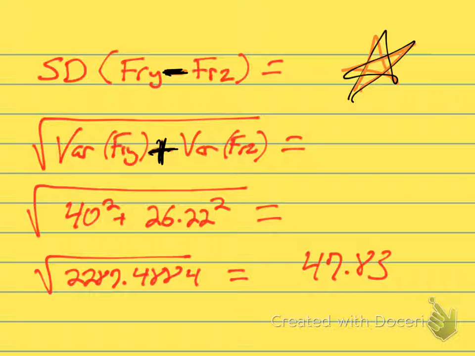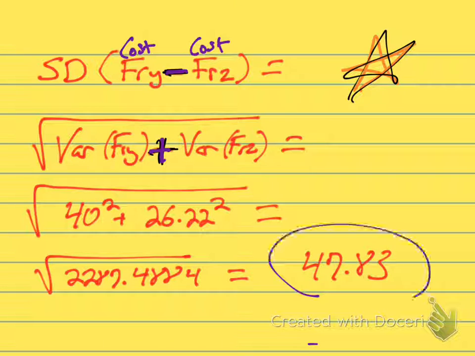Now, the standard deviation of their difference, this is a question that wants us to be sure to remember that even though we're going to be subtracting the cost of the fryer by the cost of the freezer, we would still add their variances, and our standard deviation would turn out to be the same as we had previously when we were looking at their cost added together.